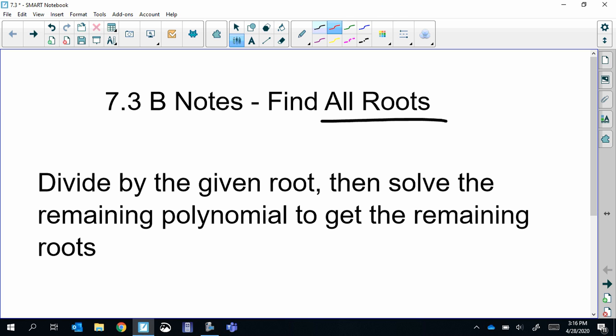So we're going to be given a polynomial and a root. We're going to divide by the given root, the one that they say. We can do synthetic division if it is a whole number root, an integer root. We can just do synthetic division, make it super easy, and then whatever's left once we divide that off, you solve that remaining polynomial and get the rest of the roots.